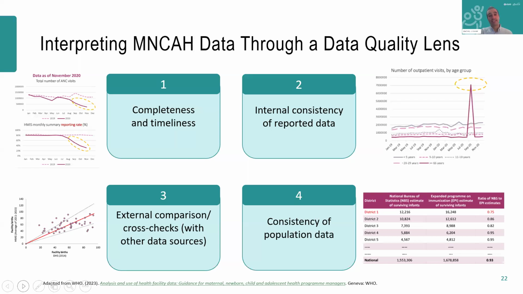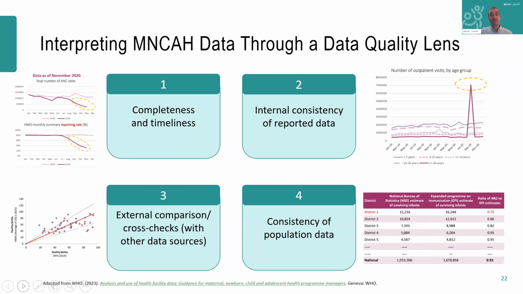In the program-specific MNCAH guidance and resources, we still get an overview of the 4 dimensions of data quality, as well as definitions of what those dimensions are. But in these resources, we also get examples that illustrate what data quality issues might actually look like when you're reviewing data. And they also cover why it's important for program managers to interpret MNCAH data through a quality lens.